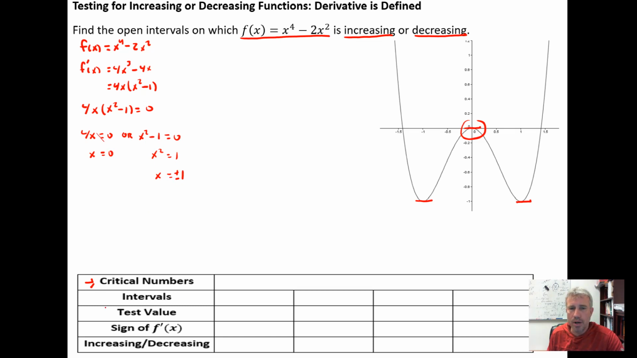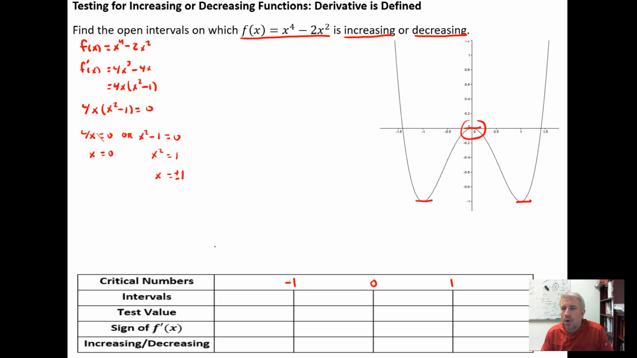So I'm going to go in here. I have a tool for organizing the information that I need to determine the intervals over which my function's increasing or decreasing. So I'm going to list my critical numbers in order, in ascending order. So the first one is -1. I'm going to put it right here. I'm going to put the 0 right here, which is my next critical number. And then my final critical number is x equal to 1.